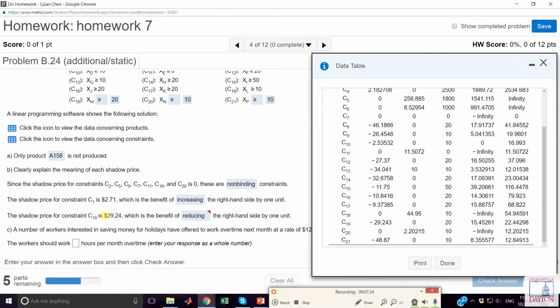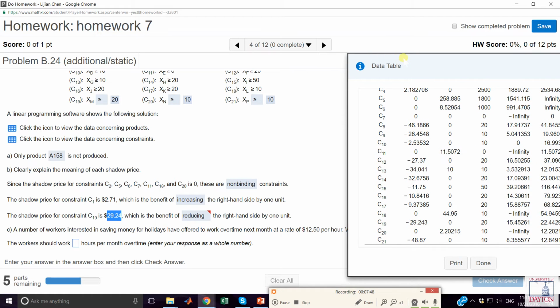All right, so the reason is they presented a 2994. That's kind of deceptive because look at this number, it's a minus. So minus means if you increase one unit on C19, the overall cost will be decreasing. All right. So next one.